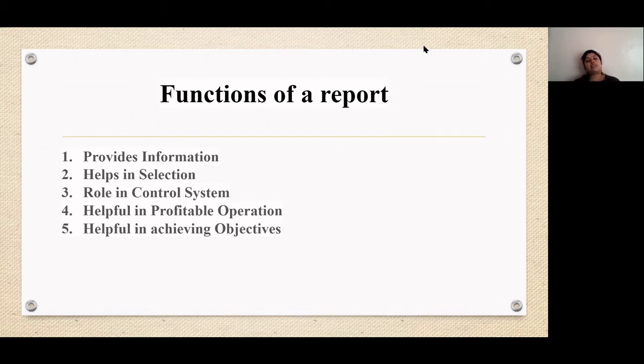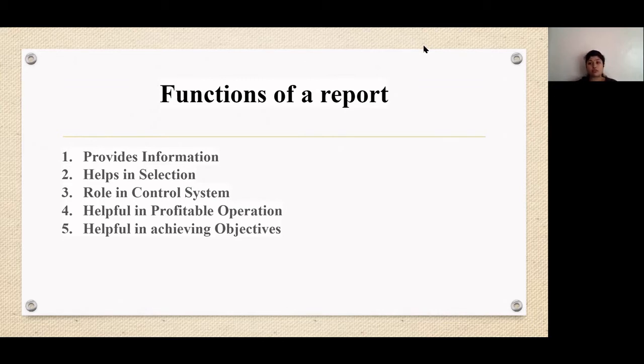Then the second is it helps in selection. How does it help in selection? We just studied in the previous slide that it is for a specific purpose. If I'm talking about finance, we might be collecting lots of information, but we will be selecting the data regarding the finance aspect. We are not digging into every aspect of the business activities. We will restrict ourselves to the financial part.